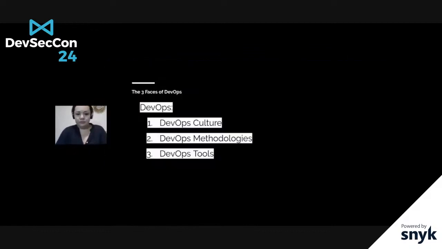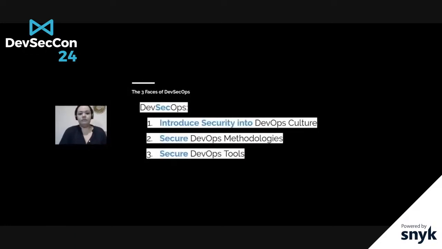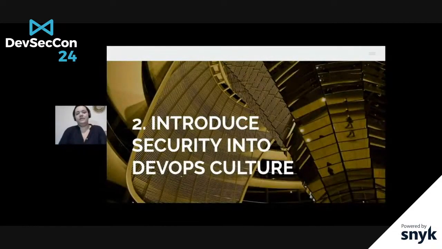If DevOps is composed of DevOps culture, methodologies, and technologies, then DevSecOps should mean to introduce security into DevOps culture, to secure DevOps methodologies and tools. Quite simple, right? Okay, but how?